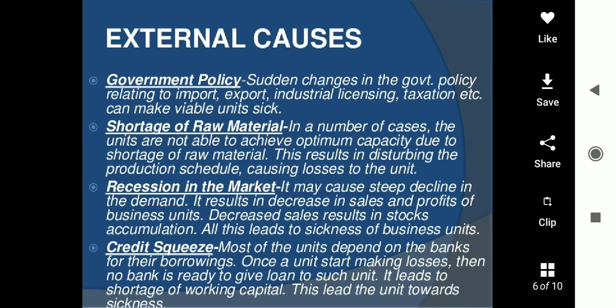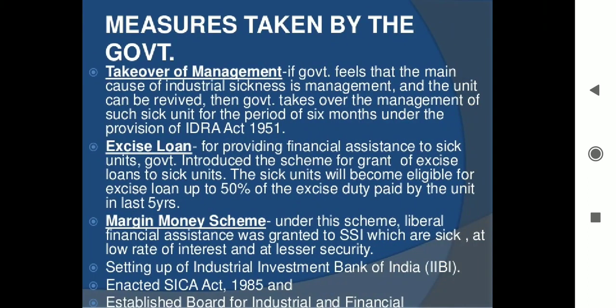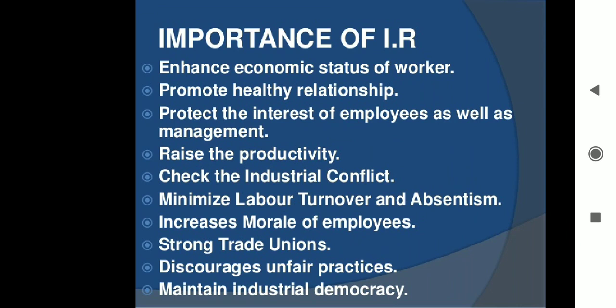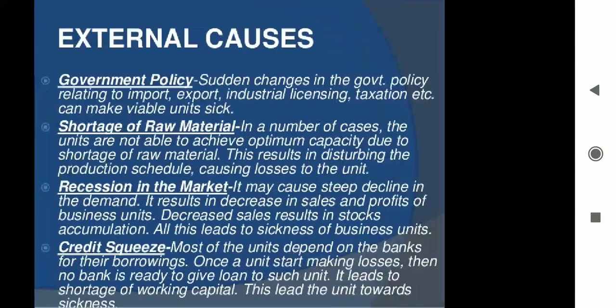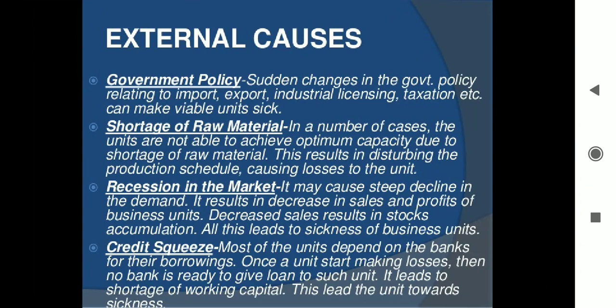And the last one is credit squeeze. Most of the units depend on banks for their borrowings. Once a unit starts making losses, then no bank is ready to give a loan to such a unit. It leads to shortage of working capital. This leads the units towards sickness. Sometimes your industry is going in a loss and the bank refuses to give you money for further improvements and achievements.